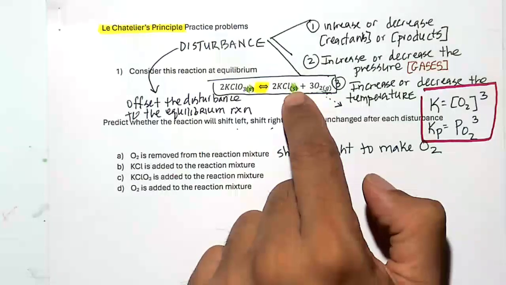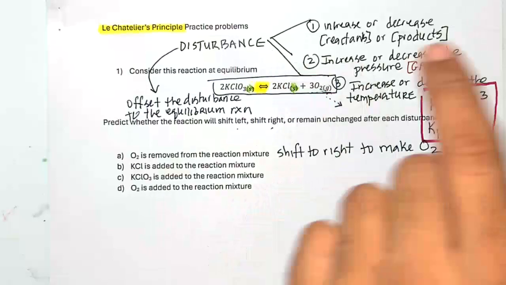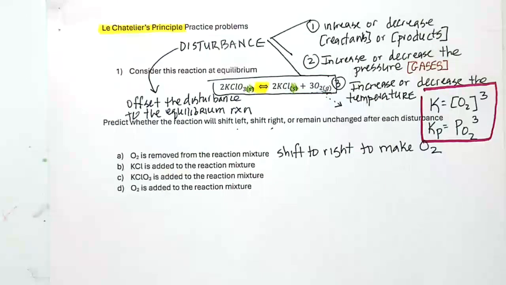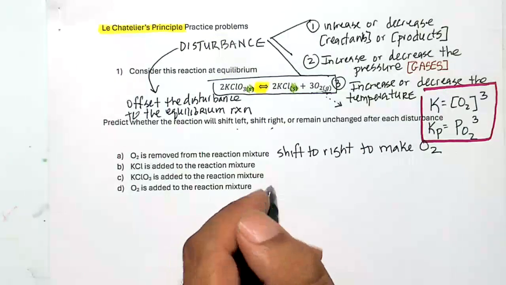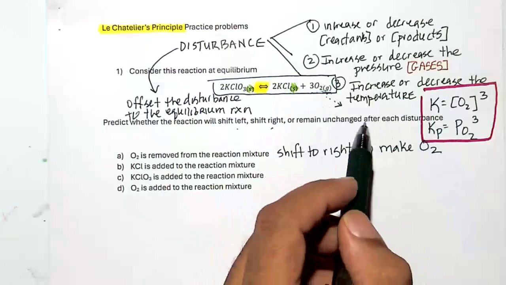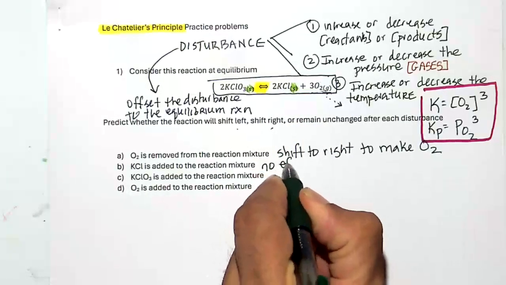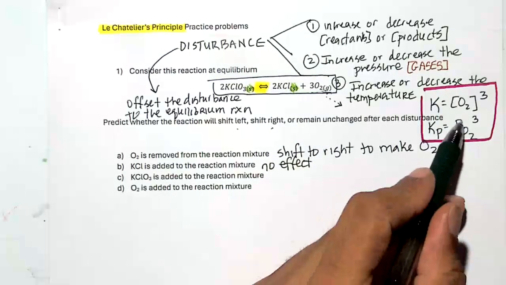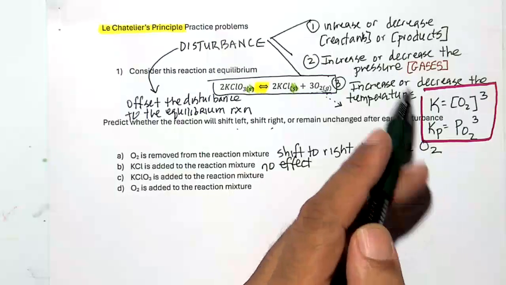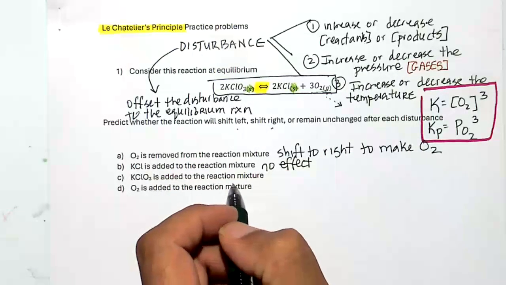Okay. It will have no effect, or shift left, or shift right. It's a solid. Okay. So you would think it shifts left. But remember, KCl is not participating in this equilibrium, so it's no effect. This is tricky, and I can see why someone would say shift left, but it's not in your equilibrium constant, right? All right, in the same regard, what about KClO3?